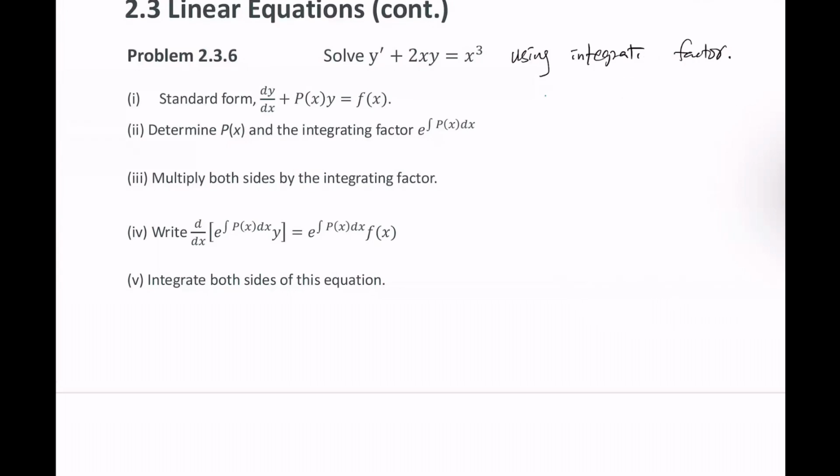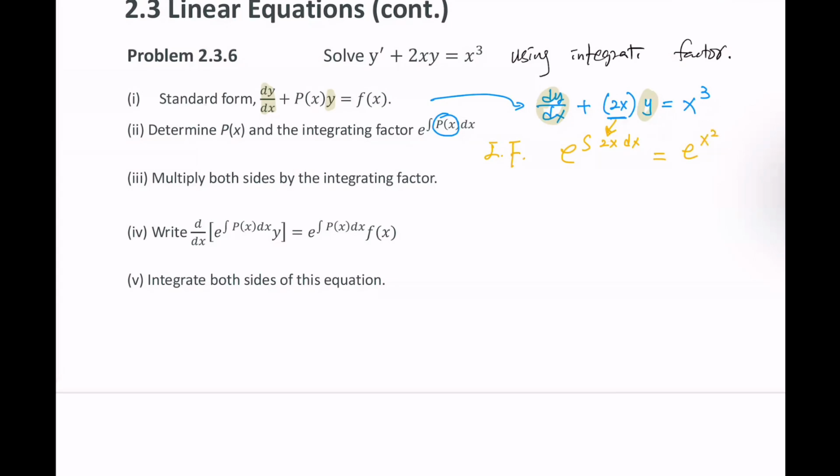Find the standard form. So we need to write dy over dx plus 2xy equals x cubed. The dy over dx and the y are the key terms that you need to keep an eye on. And then we need to find the integrating factor, using p(x). That's why I use the parenthesis right here. So the integrating factor is e to the integral 2x dx. This 2x is the p(x). When you take the integral of 2x, it's x squared, so we get e to the x squared.